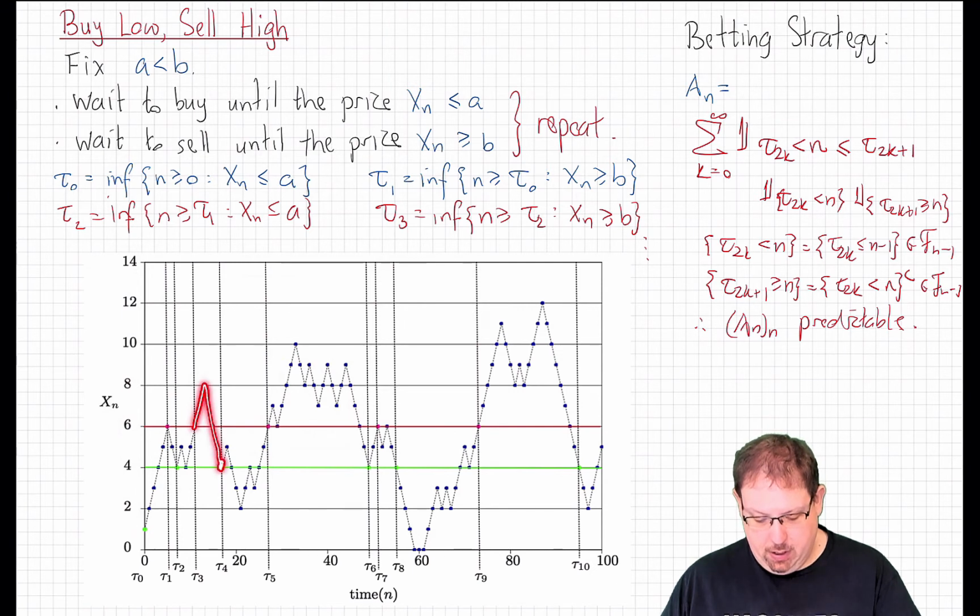And continue here. Oh, now there's a whole period here where we're down, but eventually we do get back up to B. So from here to here, there's another upcrossing. And during that interval, we make another profit of B minus A.